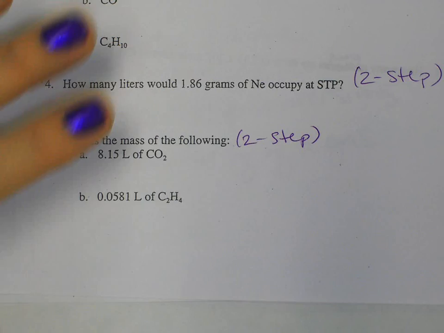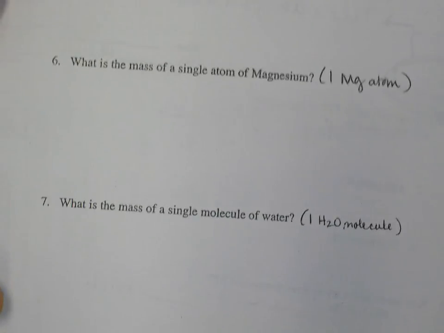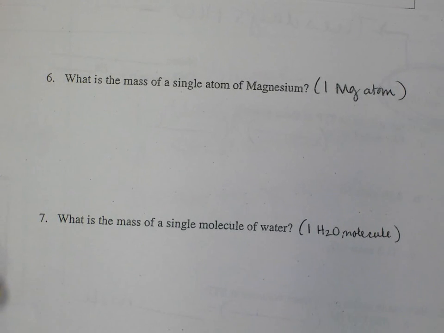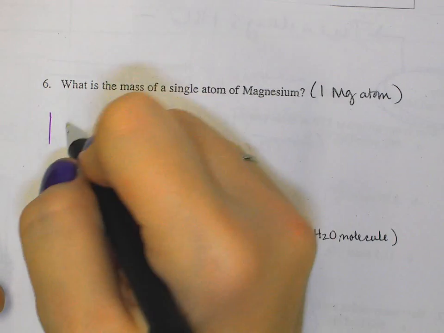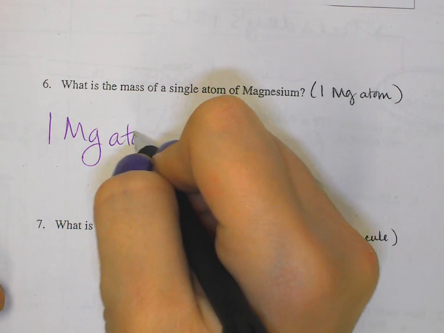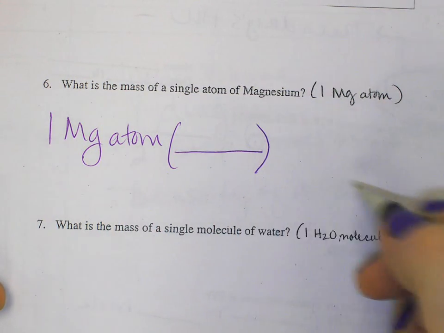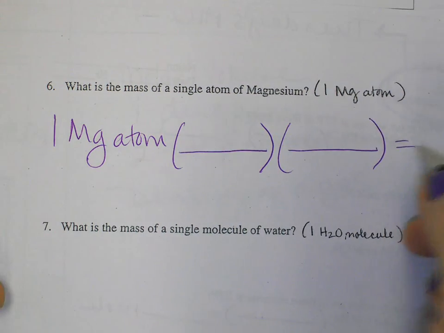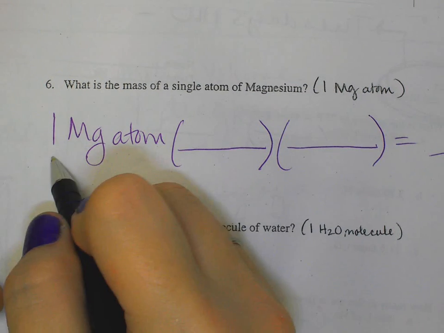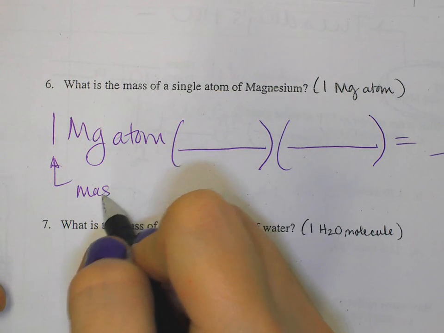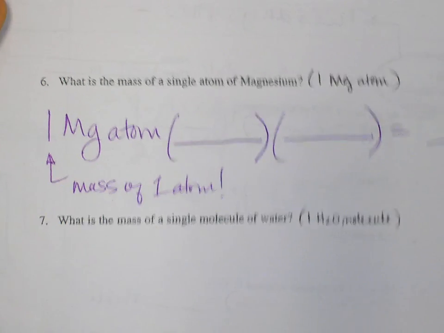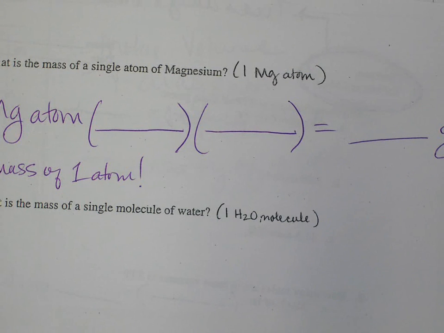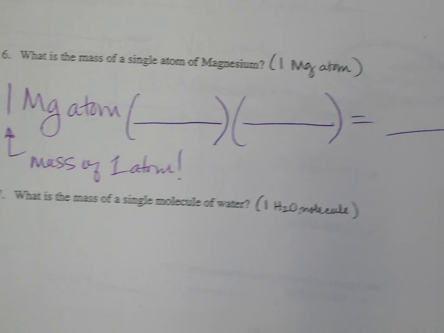And then when I get to the back, these are also all going to be 2 steps on the back, I believe. All right, like for number 6, you should start with 1 magnesium atom. And then you are going to go atoms into moles, moles into grams. This is going to be a really small number because I'm looking for the mass of 1 atom. That's going to be really small. All right, and it's similar down here on these last 3.